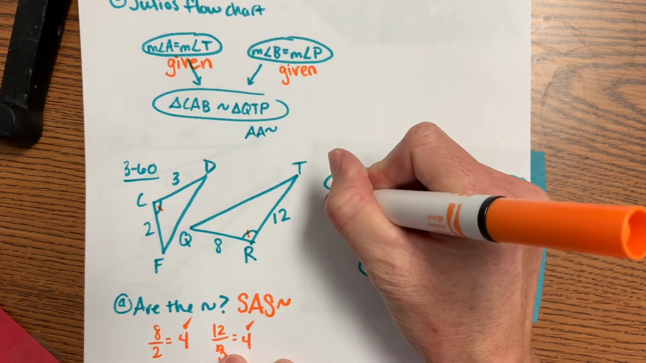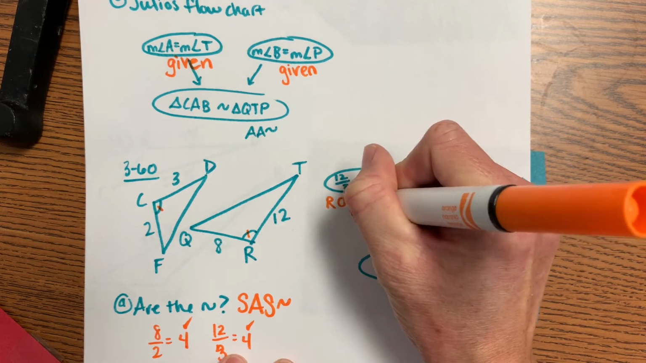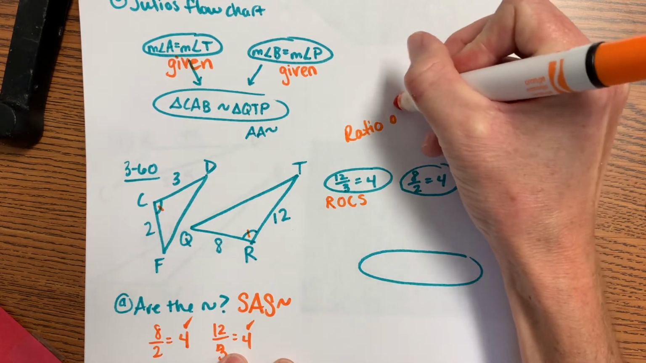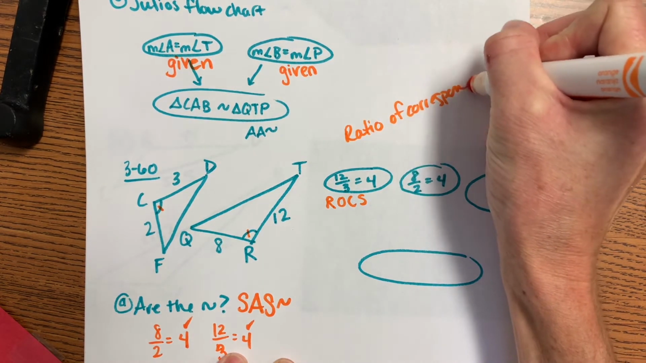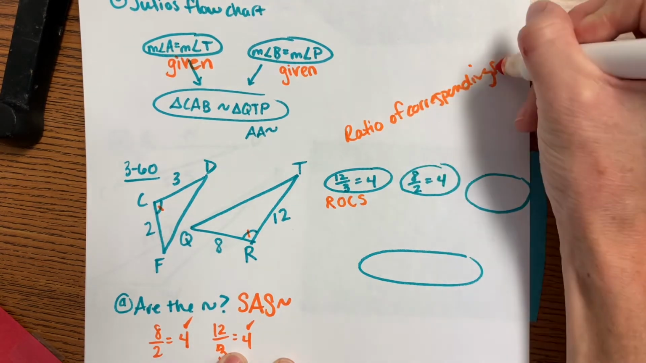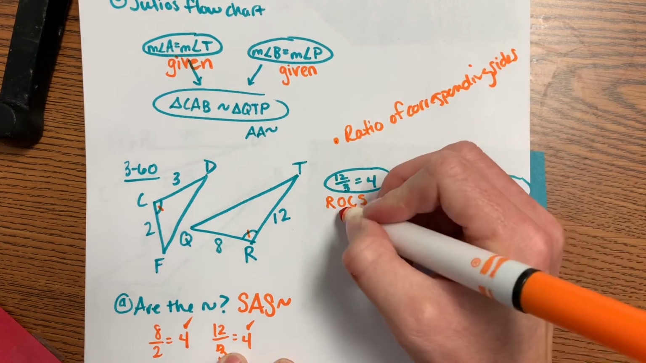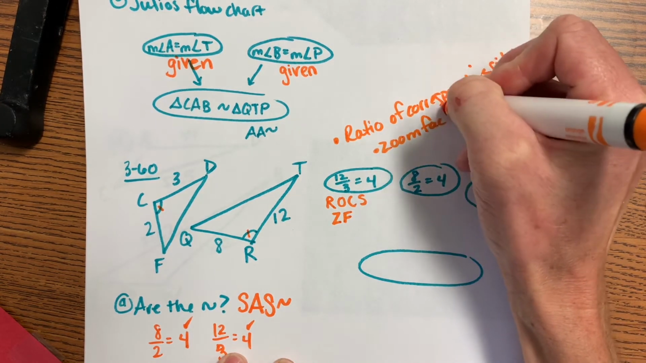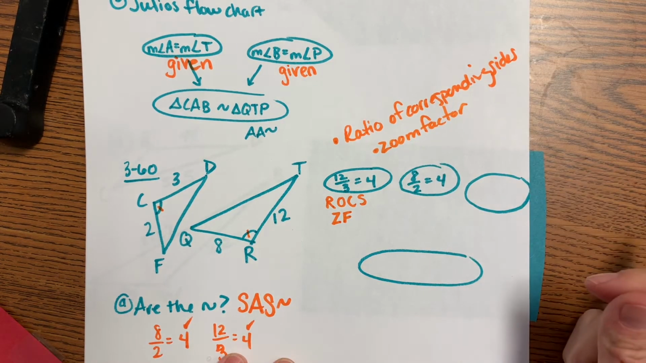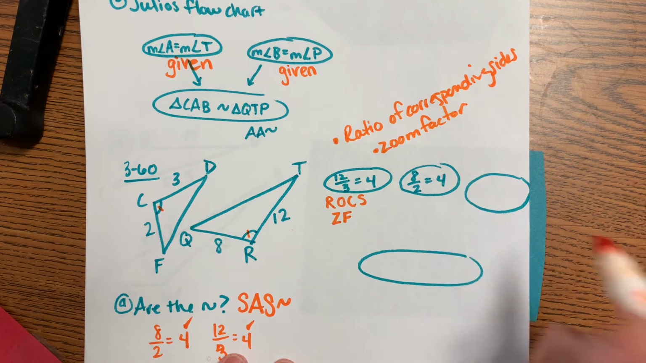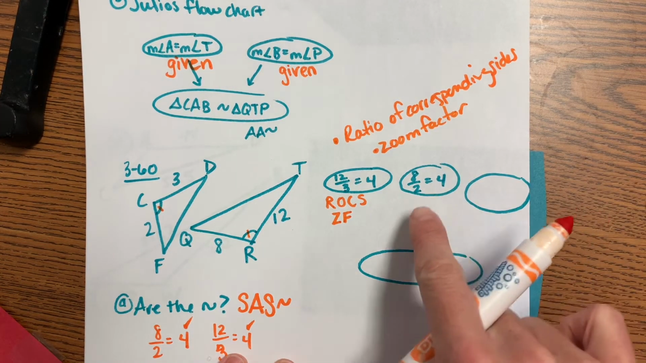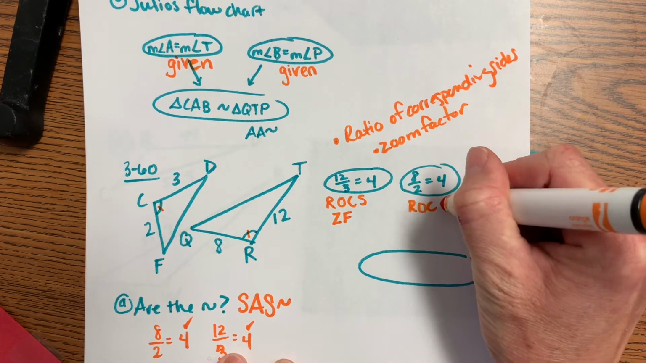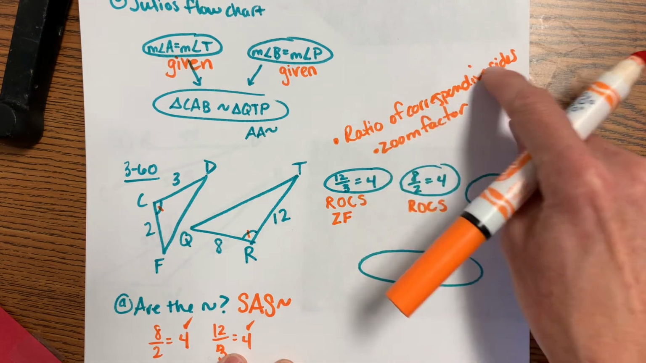You can call it ROCS, and that stands for ratio of corresponding sides. Or I'm okay with zoom factor, ZF for zoom factor, because that's what we're actually testing. Or scale factor, those of you who like scale factor, I'm fine with that. So pick whichever one you like and use it. Same thing here. This bubble gets the same reason as that bubble because you're finding the ratio. So I'm going to put ROCS here, ROCS for ratio of corresponding sides.